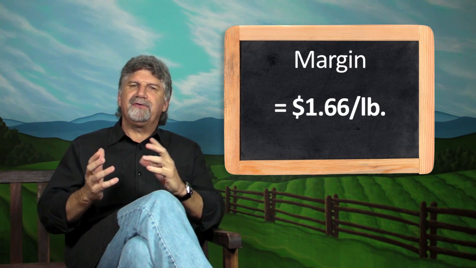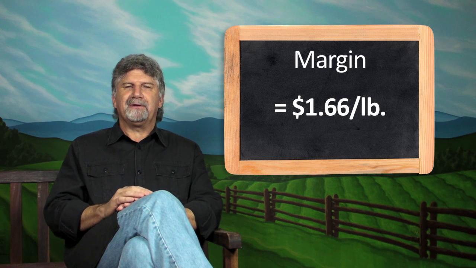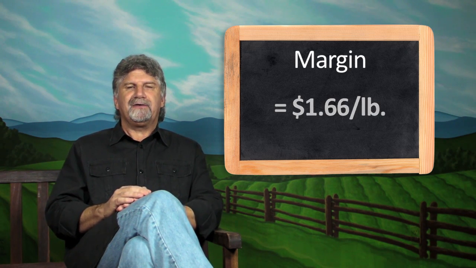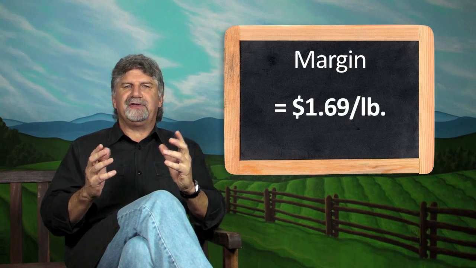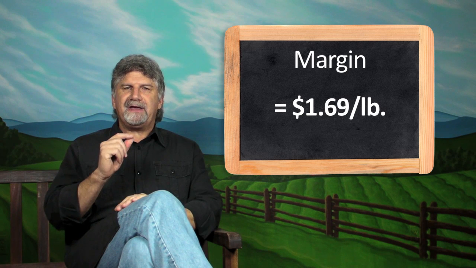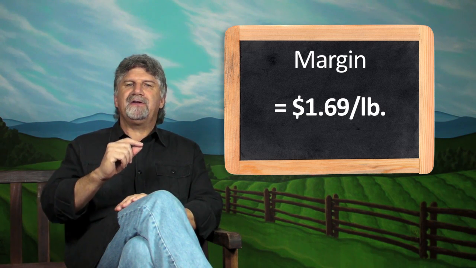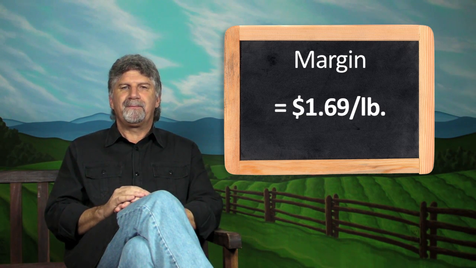But now most of us in the retail world, we're going to bump that up a little bit and sell it at $1.69 a pound. And at that price, we have hit our 40% margin.